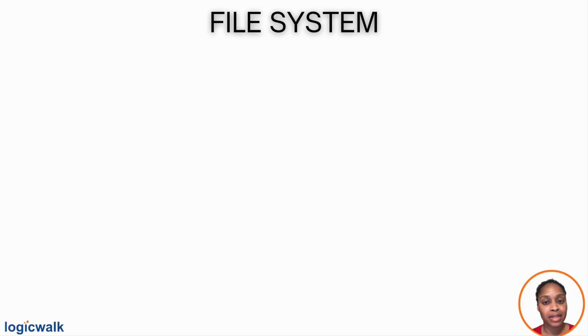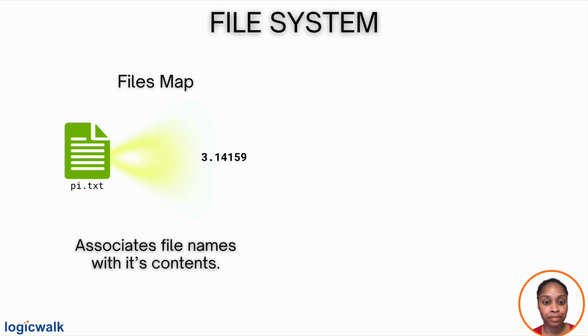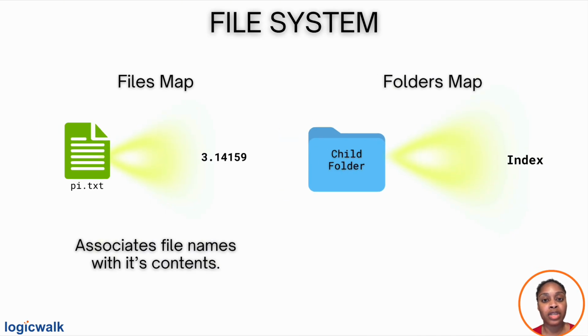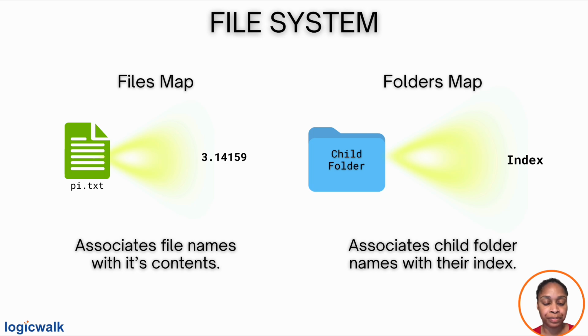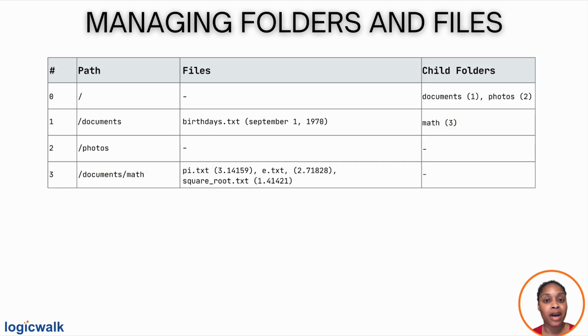As we learned in the previous lesson, each folder in the Logicwalk OS is represented as a map with two entries: a file map, which associates file names with their contents, and the folder map, which associates child folder names with their index. When the Logicwalk OS is given a file path, it always starts at the root folder and resolves the path one component at a time.